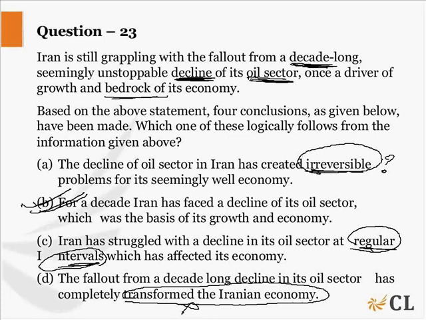तो सिंपली ये बोल रहा है कि 10 साल से ऑयल सेक्टर गिर रहा है, डिक्लाइन हो रहा है. वो ये प्रॉब्लम ठीक नहीं होगी ये कैसे कह सकते हैं आप. इररिवर्सिबल का मतलब ठीक नहीं होना. क्लियर? ओके.